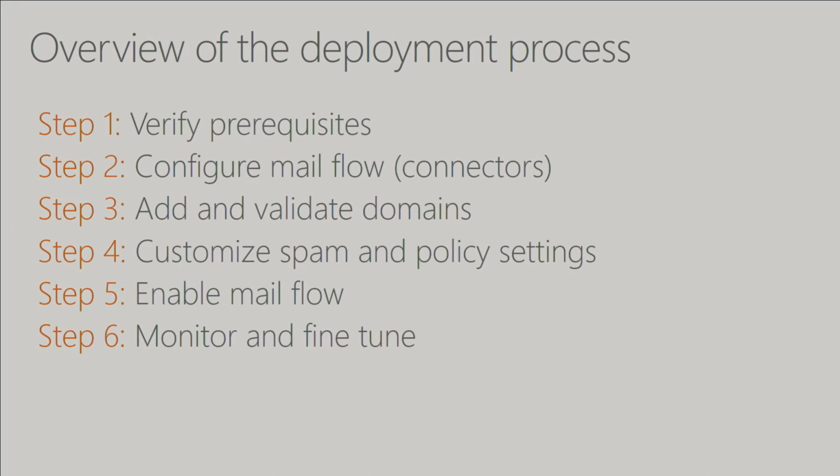First of all, you want to take a look at what your prerequisites are. We'll go over that in a second. You want to configure your mail flow. That usually means your connectors. Add and validate your domains to make sure that we've got the correct information to route your mail. As necessary, you want to customize any spam and policy settings. Depending on the system that you're coming from, you may need some of the stuff that you had before. Quite frequently, you may not need the stuff that you had before, and we'll talk about that a little bit. Enable your mail flow, which is changing your MX record, and then watch it and fine-tune as it goes along.